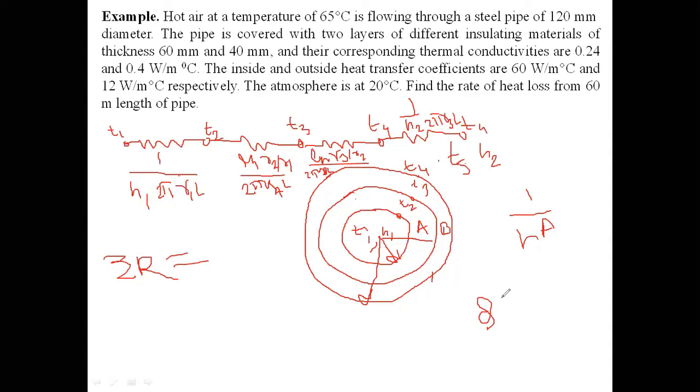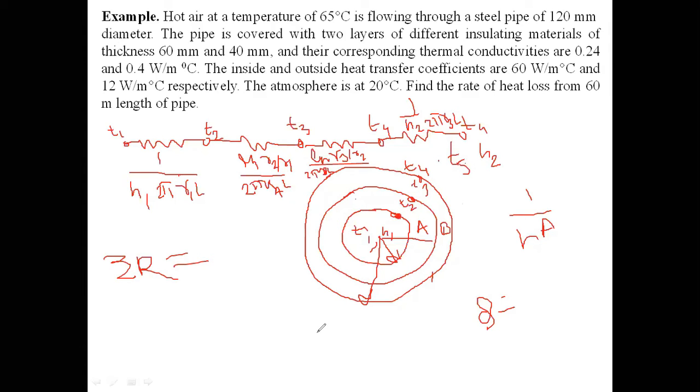And if you find the Q, then for each stage, suppose for this surface, for T1 to T2, Q equals T1 minus T2 divided by this resistance. Similarly, T2 to T3. Look, T1 is the fluid temperature inside. T2 is this surface temperature. This is the T2, this is the T3, and this is the T4 outer side, and T5 is the outside atmospheric air temperature. Clear? So T1 to T2 will be the convective heat transfer. From this point to this point will be conduction.